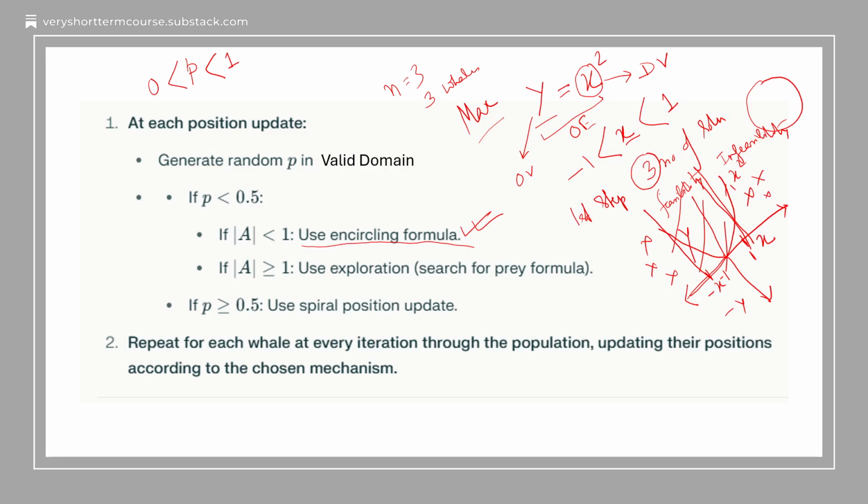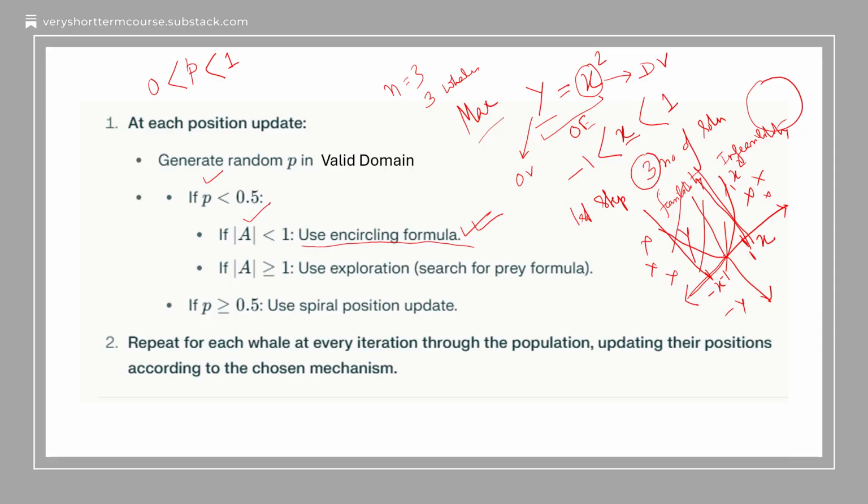Now you will say, sir, you have described what p is. This is a randomly generated value within 0 to 1. Okay, we understood. Now, sir, what is A? From where on earth does this A come? I will discuss that in the next slide.